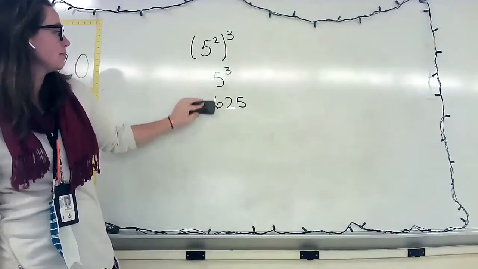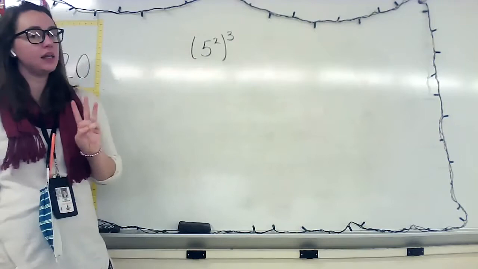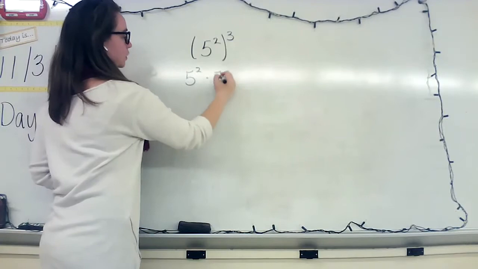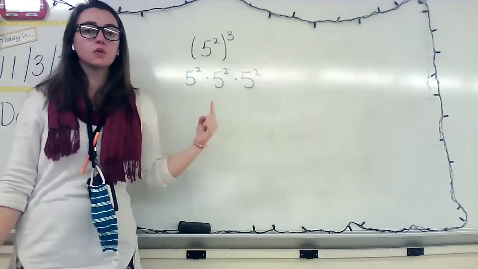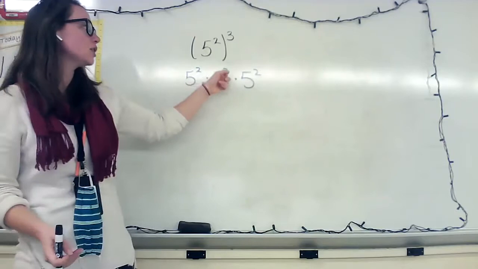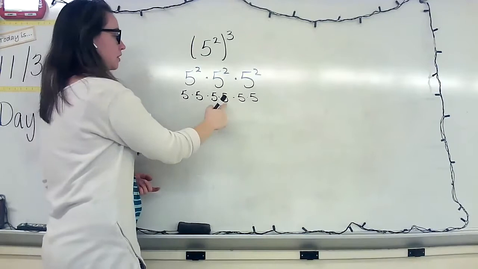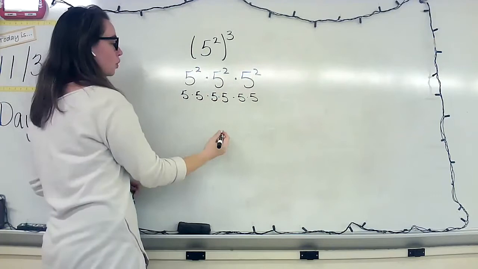writing this expression. And this exponent here is telling me I want whatever's in parentheses multiplied by itself 3 times. So I have 5 squared times 5 squared times 5 squared, which goes back to what we were just talking about. The base is the same. I have the base of 5 3 different times, and I can just add all of these exponents together because this is really 5 times 5 times 5 times 5 times 5 times 5. So now I have 1, 2, 3, 4, 5, 6. Or 2 plus 2 plus 2, which is 6, or 2 times 3.